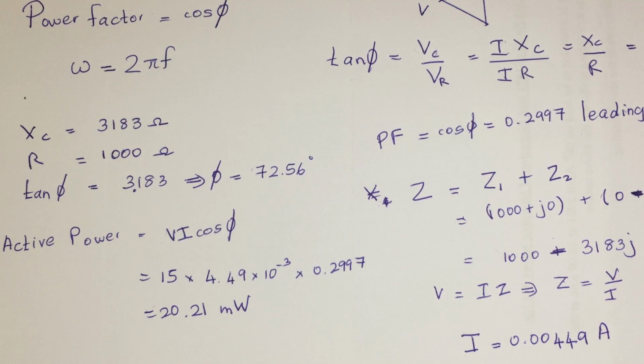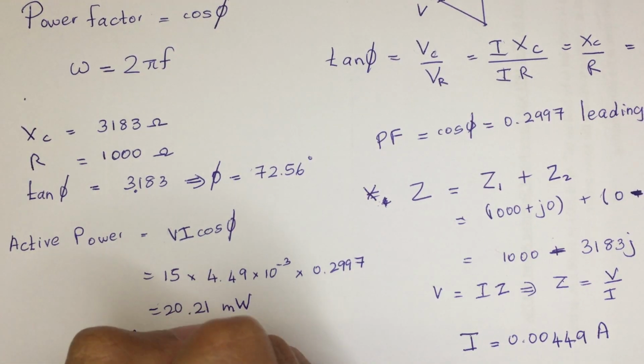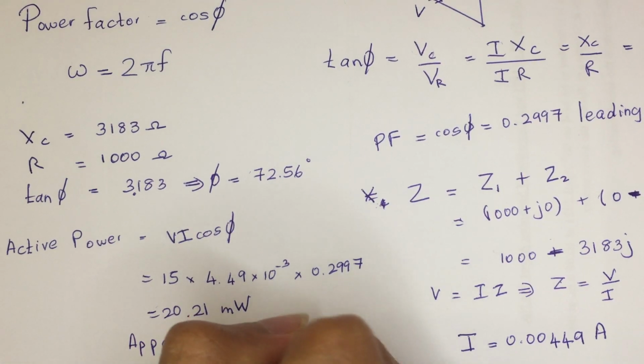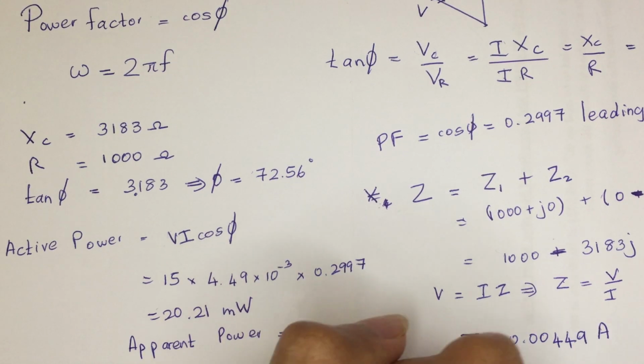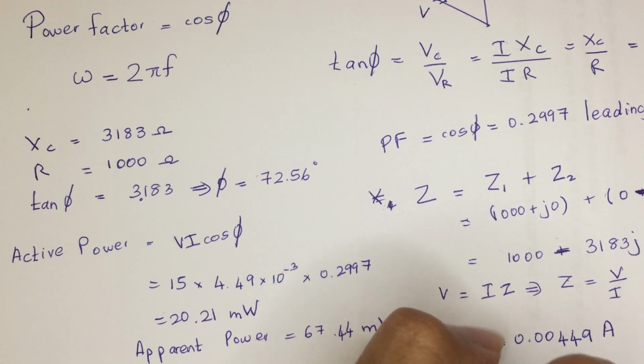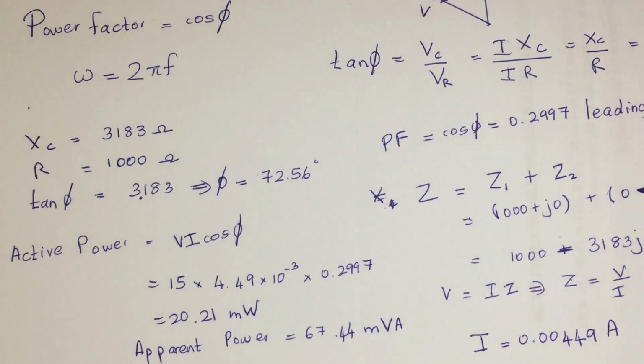Likewise, when we are considering the apparent power, you need to figure out the value of V into I. The apparent power would be 67.44 milli, be careful of the units, volt ampere.